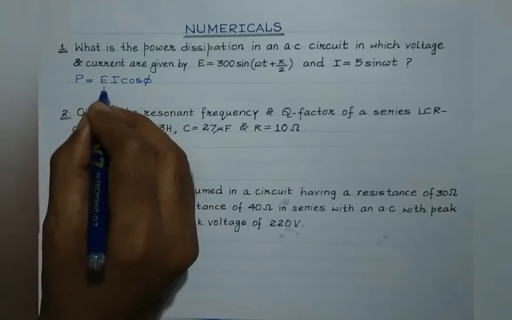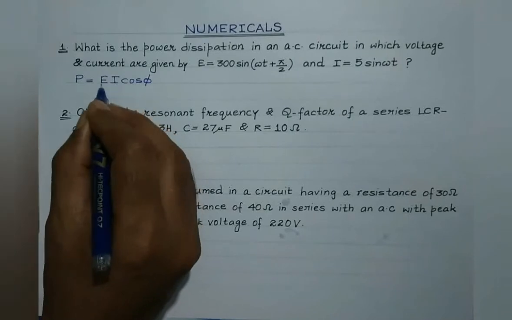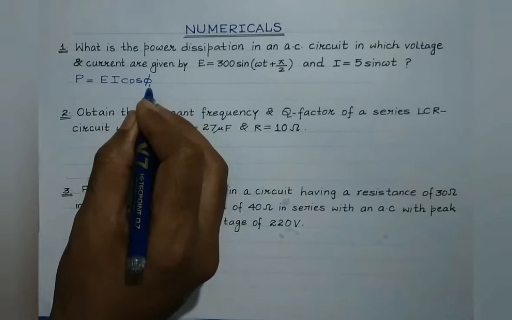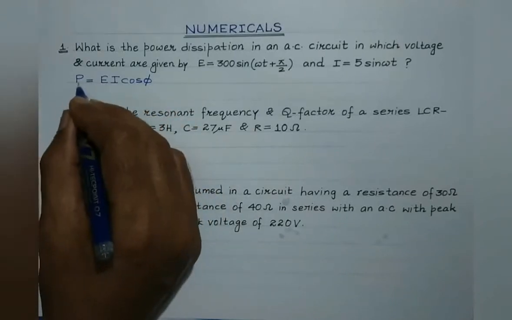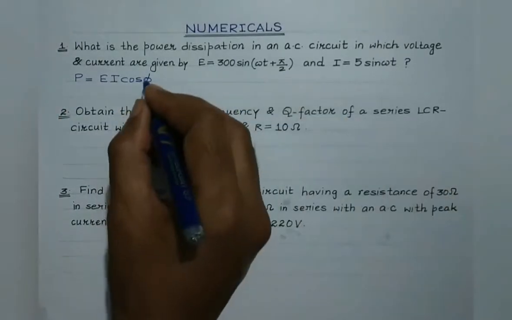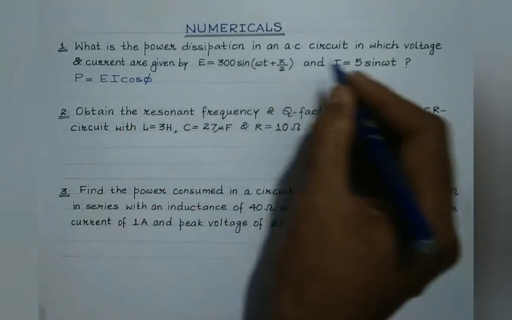E is the virtual value of EMF, I is the virtual value of current. So EI will give us the virtual or the apparent power. Cos phi is the power factor and P is the average power or the true power. And here phi is the phase angle between E and I.